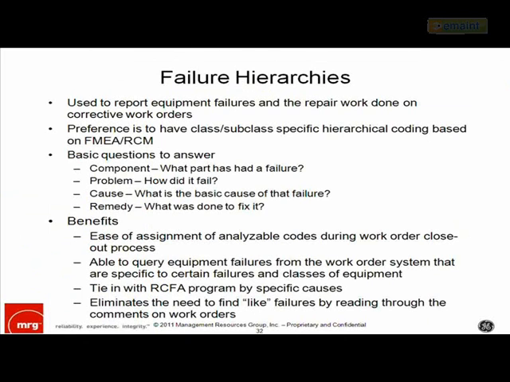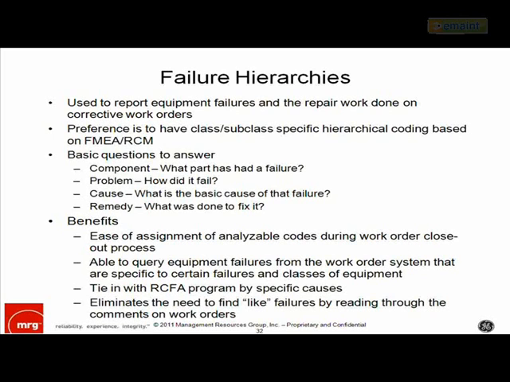I said I was going to talk about failure hierarchy a little bit, and to me this is a really important part because most people pay some attention to foundational data related to asset records and spare parts records. Do a fair job of that. I don't think anybody does a great job of that.